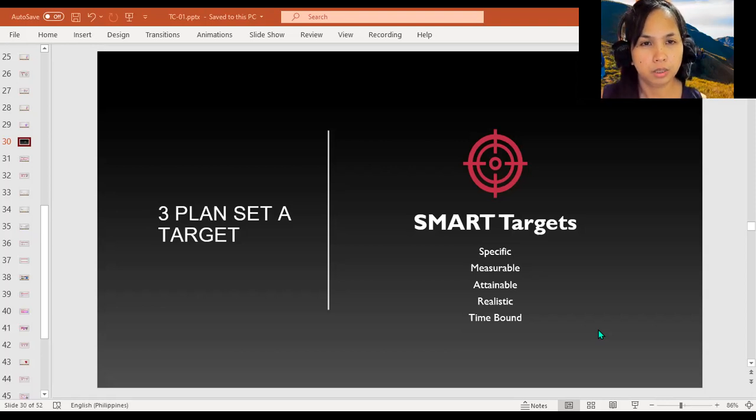First one, targets must be specific, no, and not general in scope. So, for example, a general target might be, I want to spend more time with my team. A better, more specific target would be, I will spend an additional 3 hours with my team each week. So that's specific.